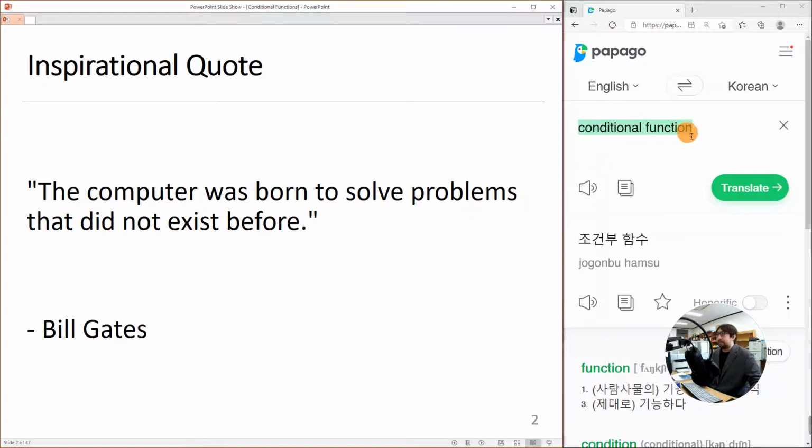So, first of all, dear students, I would like to inspire you with the following quotation of Bill Gates, who said that the computer was born to solve problems which did not exist before. So by using computers, we solve new problems. We create new problems.